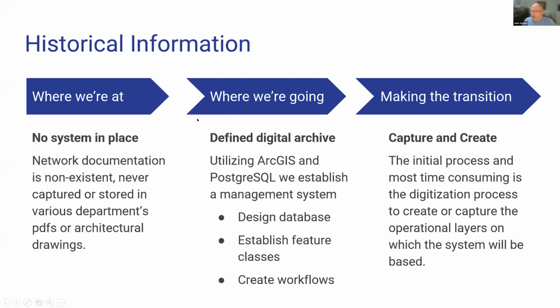Next, we'll look at where we're at, where we're going, and how we'll make this transition. When the project began, there was no system in place. Network documentation was non-existent. If it did exist, it was in the form of a PDF or architectural drawings, typically stored in each of the various departments' offices.